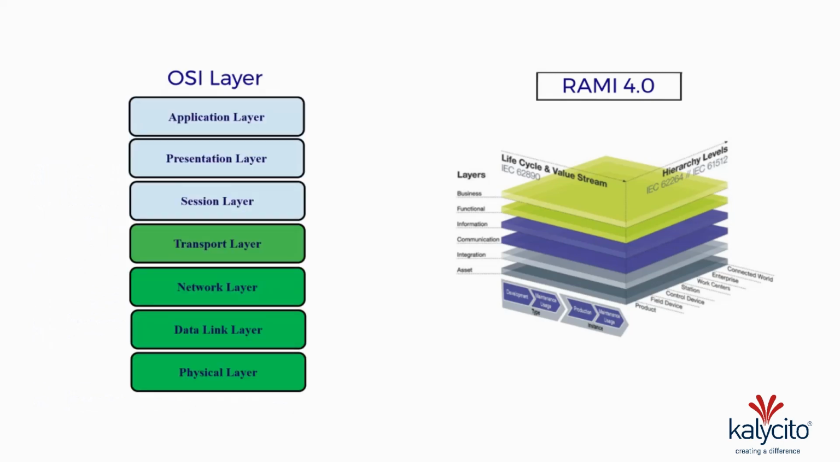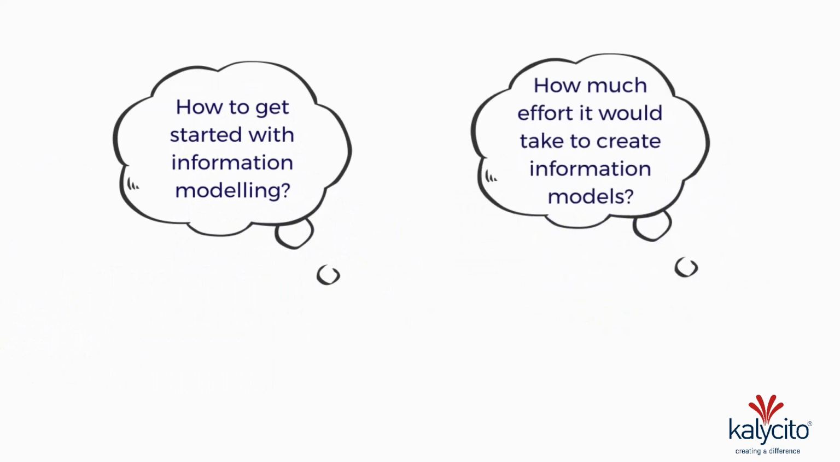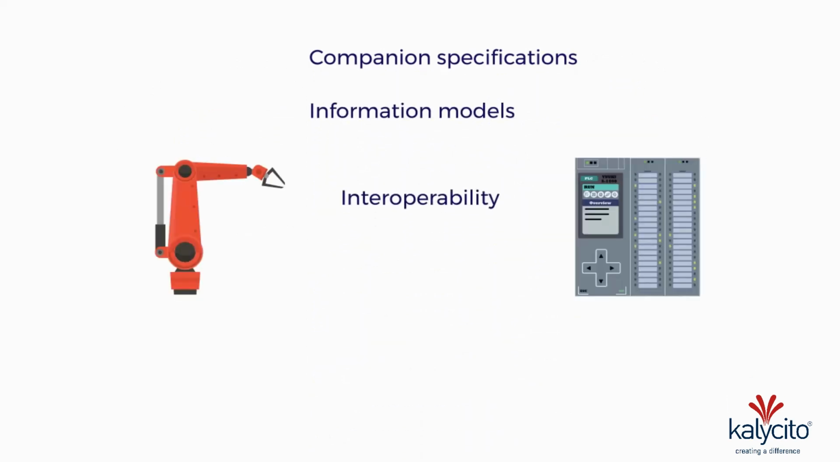Looking at it from an OSI layer perspective, OPC UA will be at the application, presentation, and session layers and will leverage TCP/UDP transport over a variety of wired and wireless networks. At this point, you might be thinking about how to get started with information modeling and how much effort it would take to create information models for your device or machine. Having an idea of companion specifications is a good place to start answering such questions. Companion specifications are information models that make it easier to achieve interoperability between equipment from different vendors.